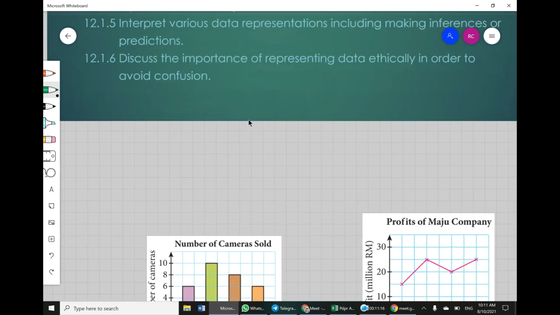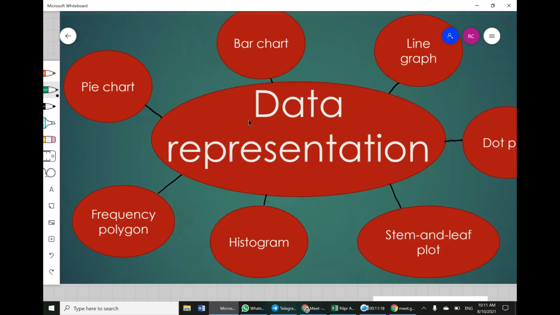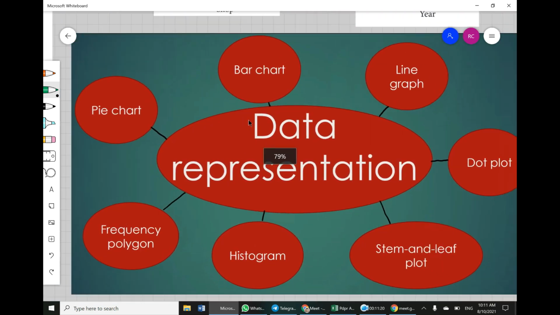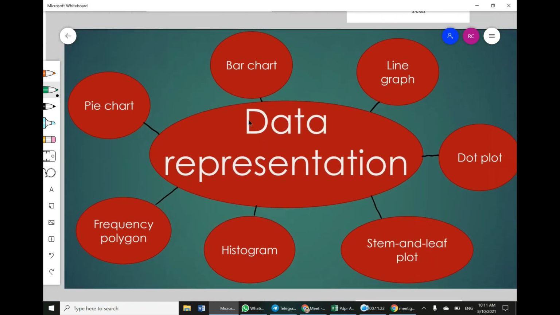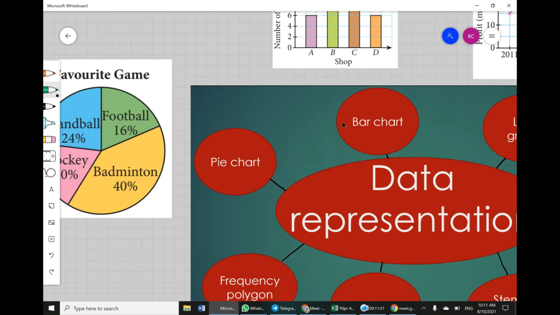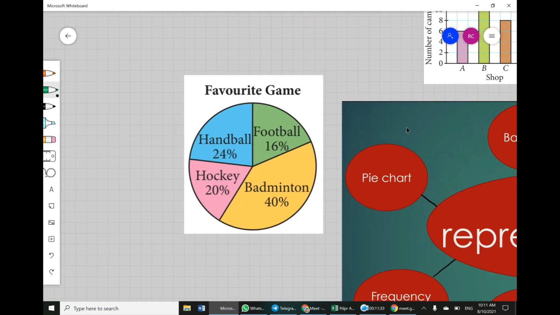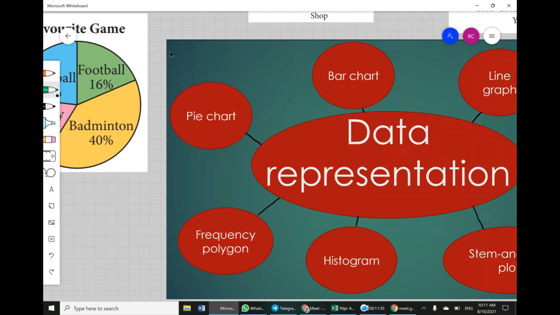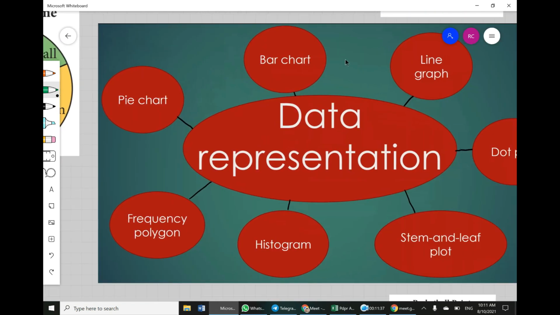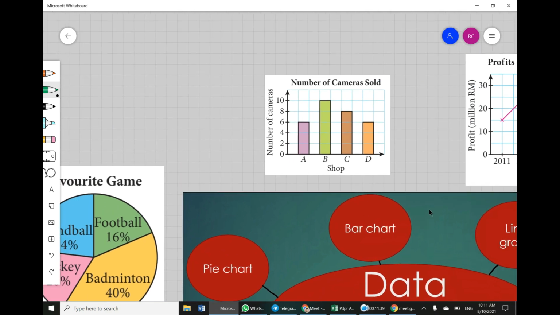Okay, so today we are going to carry on with another two types of data representation. So you can see from here, all together we are going to learn all the 7 data representation over here. The first one, we have done it, the pie chart. So I let you see, this is the pie chart that you have learned. And then the second one, that is the bar chart. So just to recall back your memory, the bar chart.